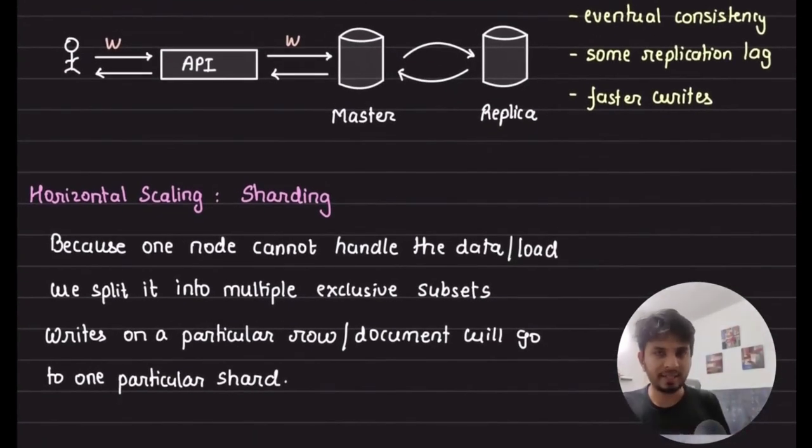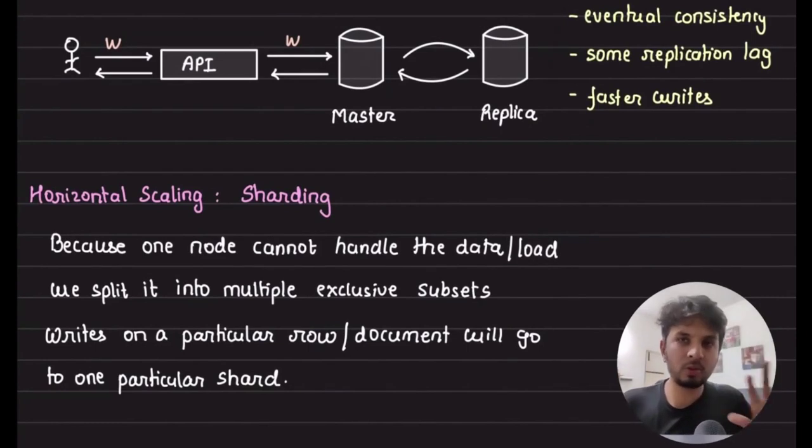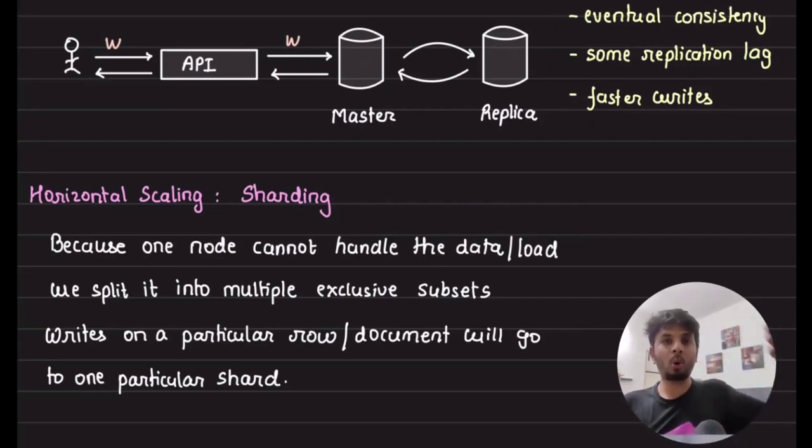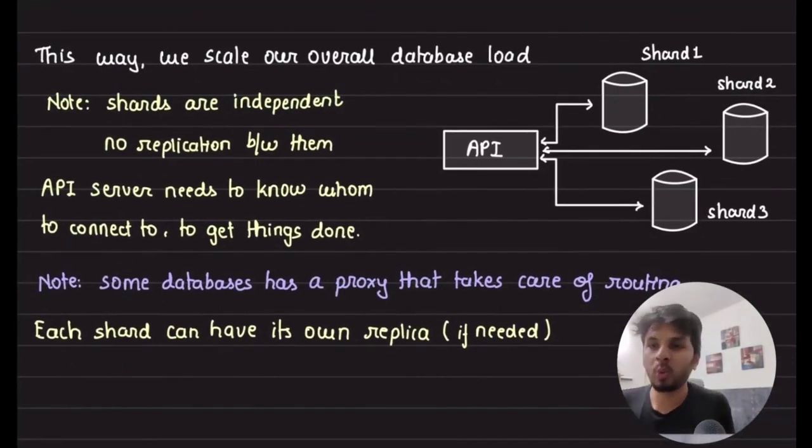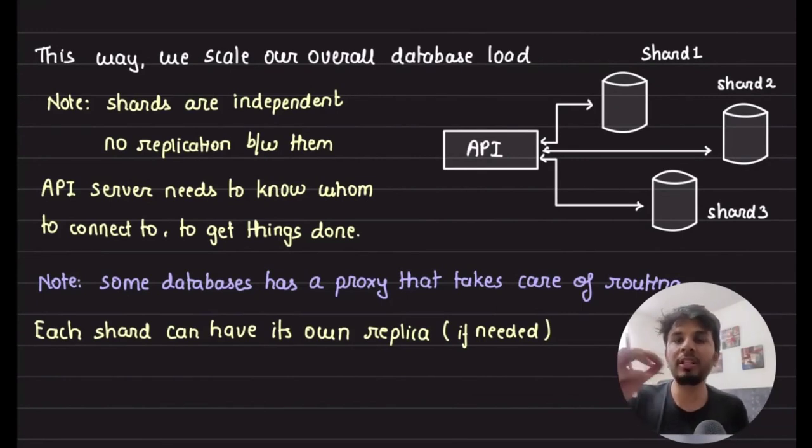I'll give a brief intro to sharding at the moment, then we'll go deeper into sharding in the next one. Sharding is all about this: because your one node cannot handle the data or the incoming write load, we split it into exclusive subsets of data. Instead of having one data node holding all the data, you have 3 nodes containing 3 mutually exclusive subsets of data.